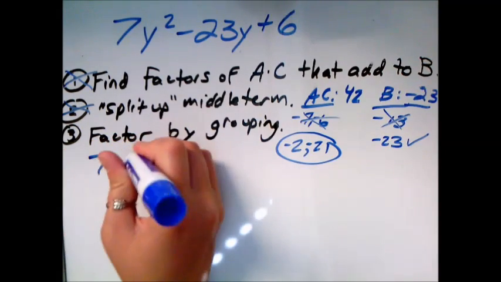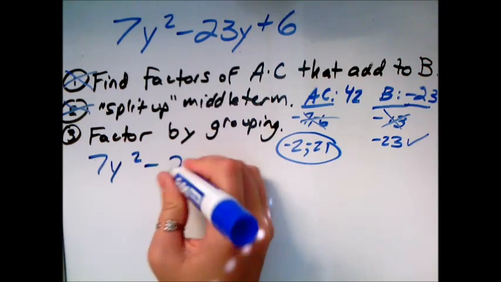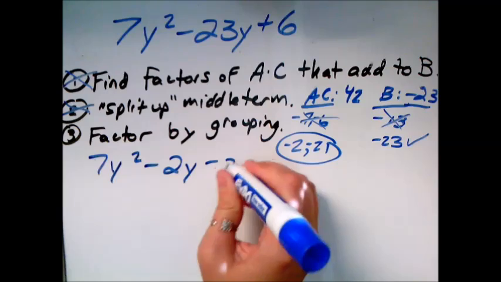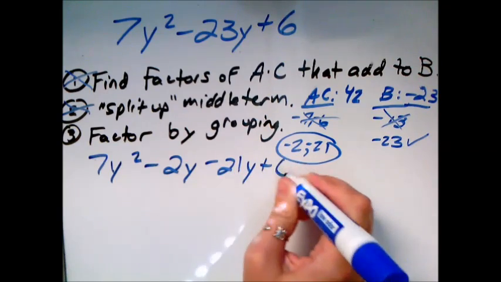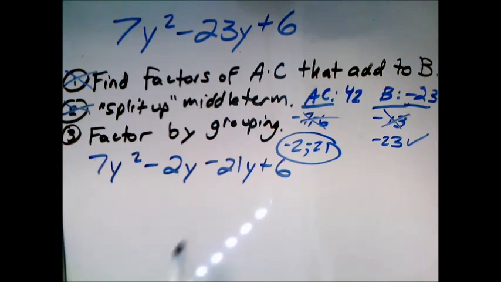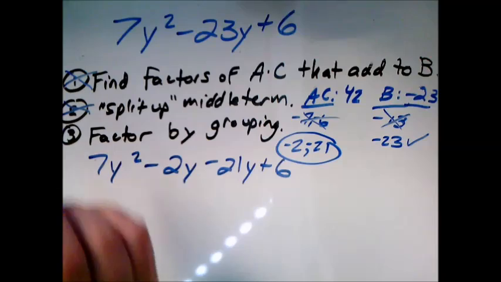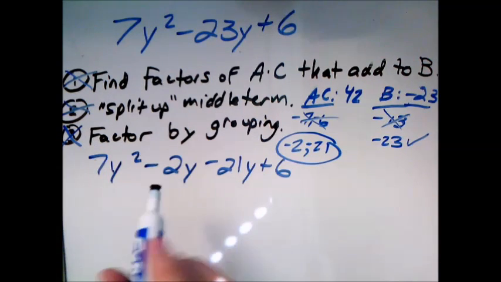So 7y squared minus 2y minus 21y plus 6. So same exact problem. I just put minus 2 minus 21 instead of minus 23 because it's the same thing. Another thing is, it doesn't matter what order you put them in. You could do minus 21 minus 2. If you have the two right factors, you just split up the middle term. It doesn't matter what order, it'll still work. All right, so step 3, now we're going to factor by grouping.